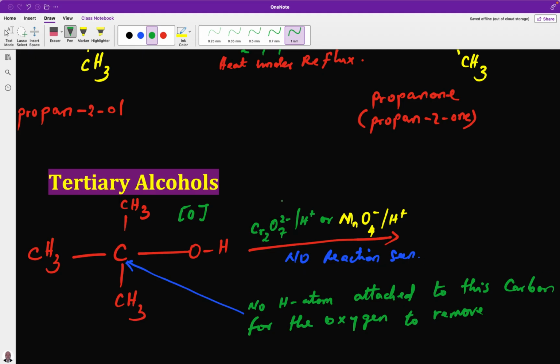So we can conclude that only primary and secondary alcohols will undergo oxidation using a suitable oxidizing agent such as acidified potassium dichromate 6 or acidified potassium manganate 7. Tertiary alcohol will not undergo oxidation because no hydrogen is attached to the central carbon for oxygen to remove.